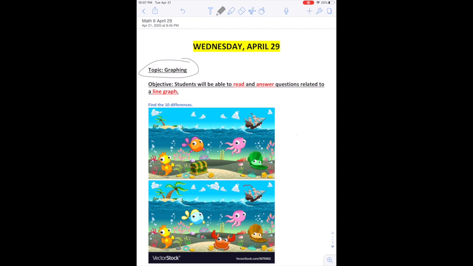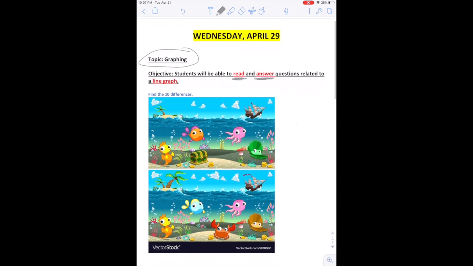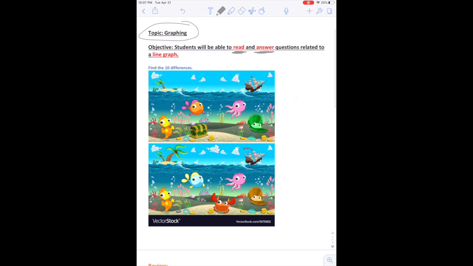Again, we are going to focus today on graphing, something that you're talking about also in science with Miss Kalkbrenner. So I just want to make sure that we understand graphs so we are able to read them. Again, reading in math can look kind of different, and then answer the questions related to our line graphs. If you would like, you can go ahead and find the 10 differences on your own.